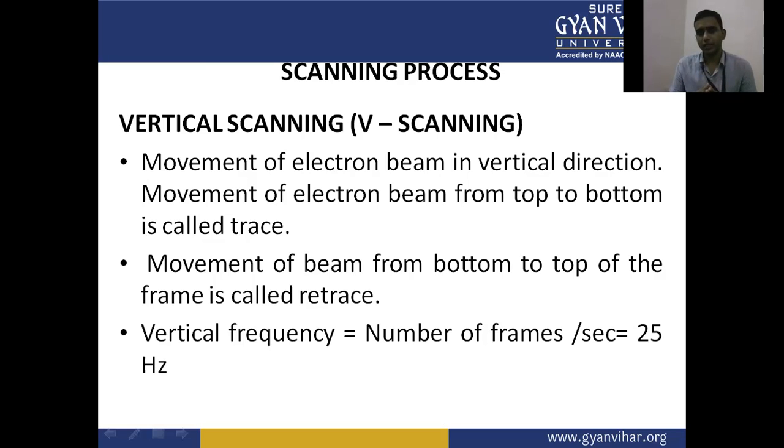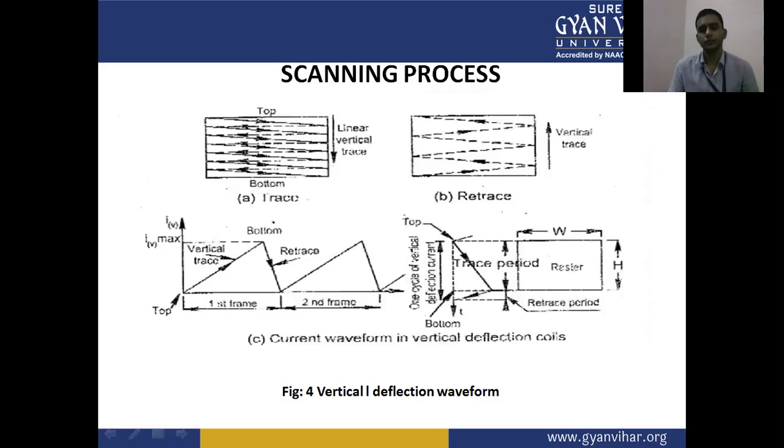In H scanning, 15,625 is the horizontal frequency and the vertical frequency is 25 hertz. The vertical scanning process, or vertical deflection waveform, is shown in figure A, that is the linear vertical trace from top to bottom. The dotted line shows the retrace period and the dark line shows the trace period.